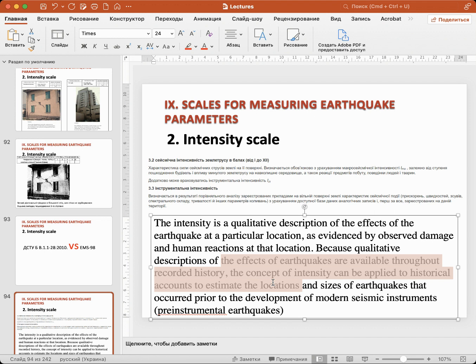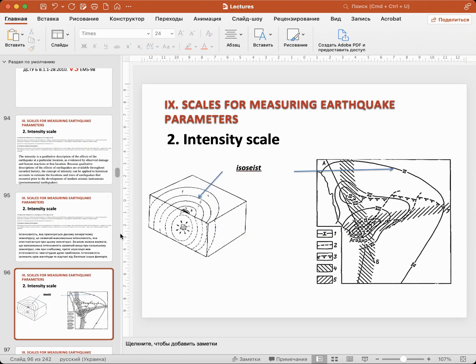As I told you previously, using this scale, we are able to assess the intensity of an earthquake that took place 1 or 2,000 years ago, or even 200 years ago, only by analyzing records or pictures or something like that.